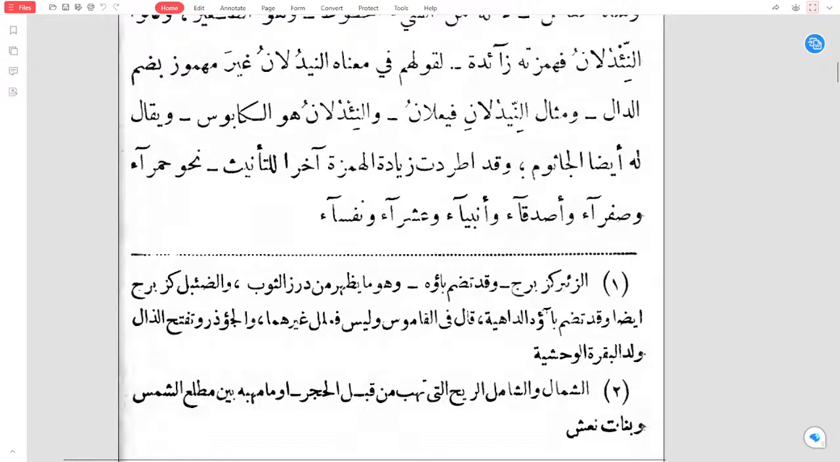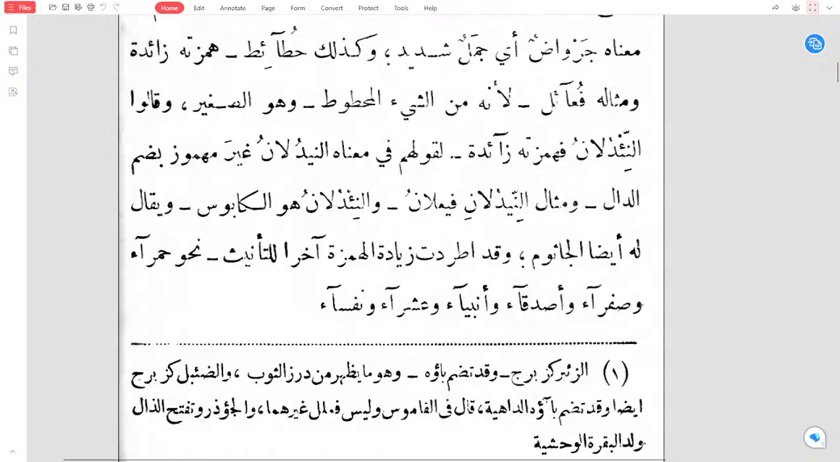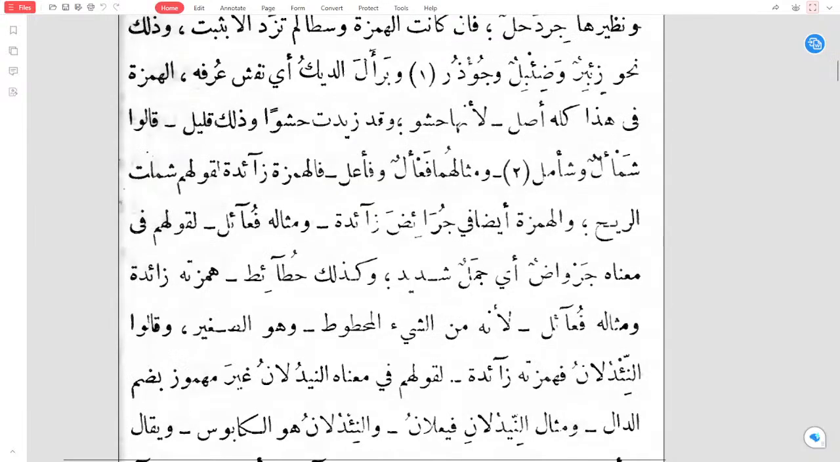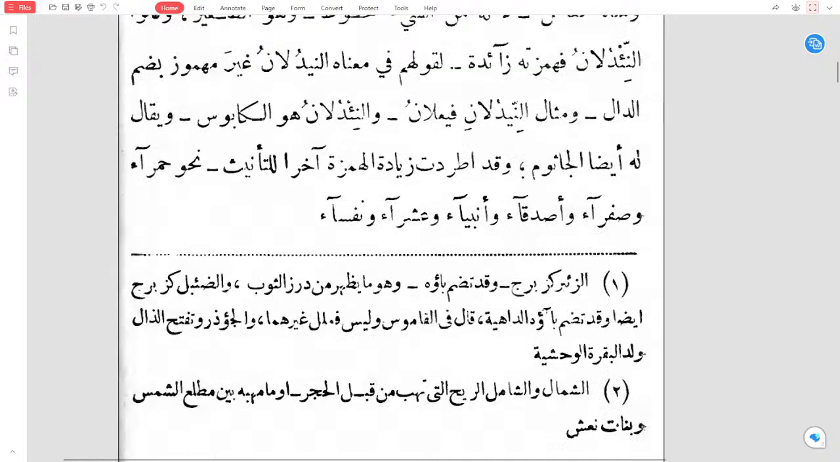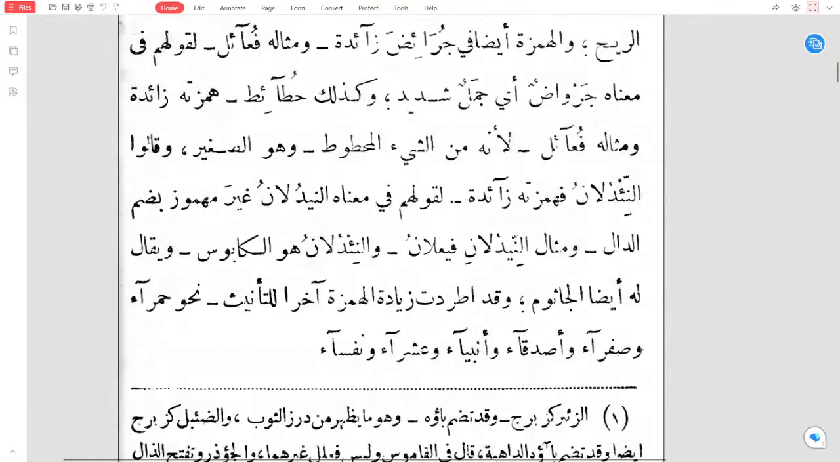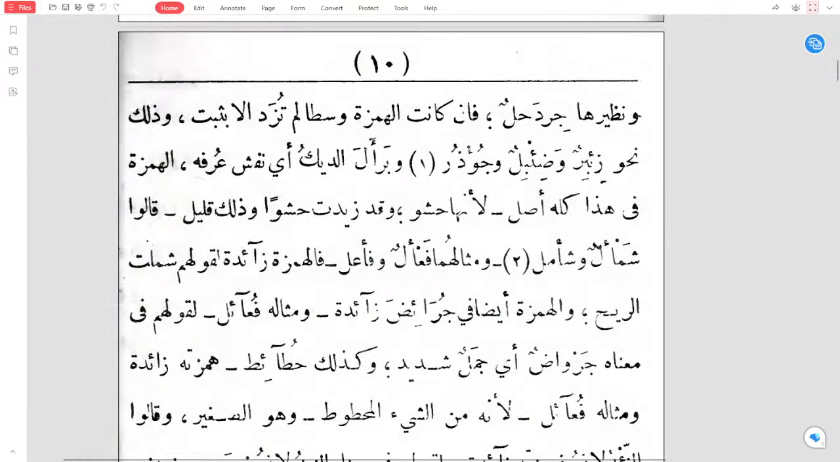قال في القاموس وليس فعل غيرهما. So فعل are only these 2 words in the Arabic language. That's what's said in the قاموس المحيط. لعله, I think it probably means قاموس المحيط. والجؤذر تفتح ولد البقرة الوحشية. It is the calf of a wild cow or buffalo. So that's the meanings of these things.